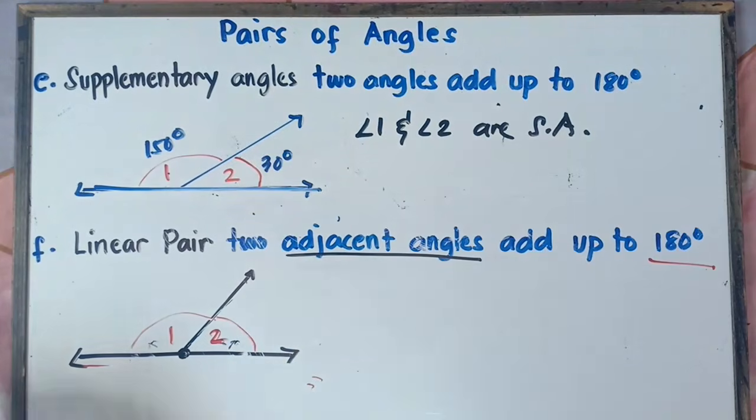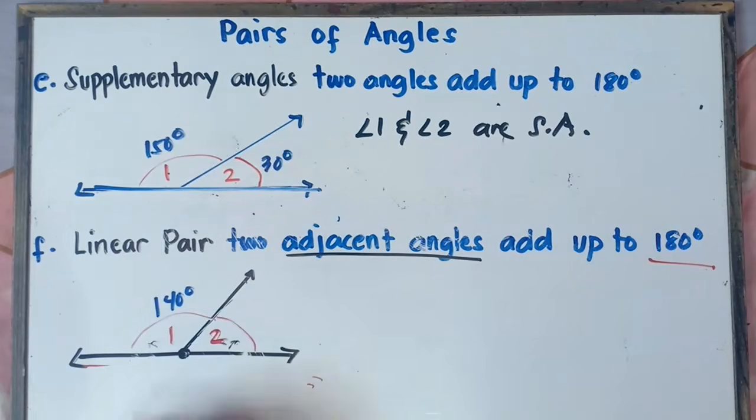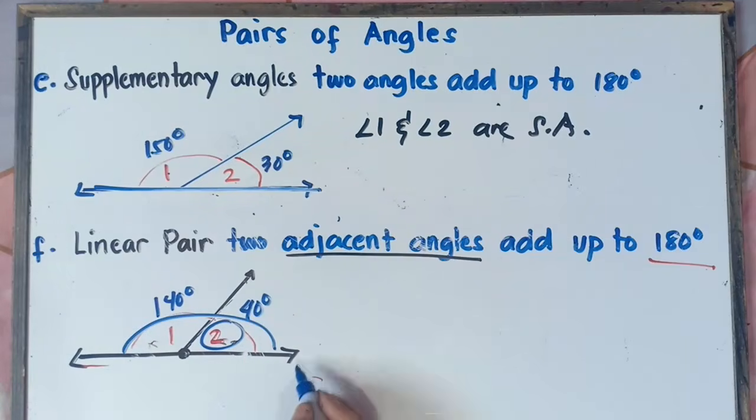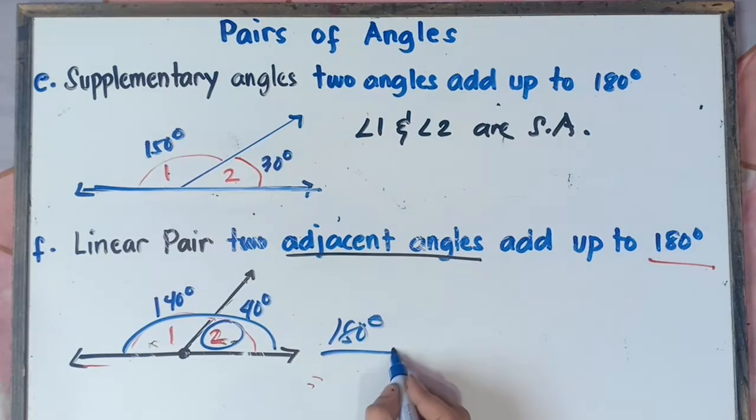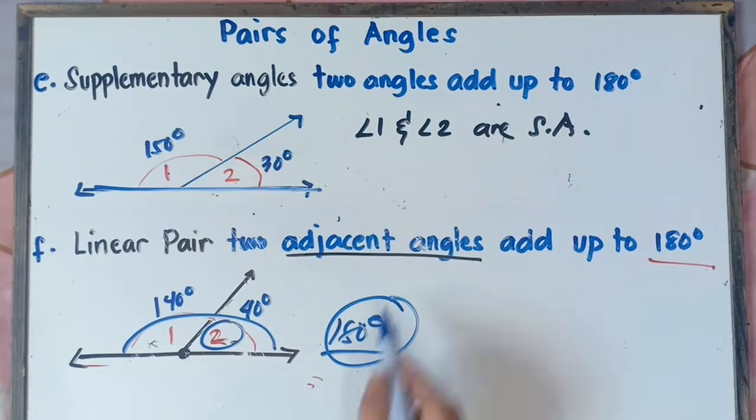Just an example, class. If this is 140 degrees, what will be the measure of angle 2? That's correct. Automatically, this will be 40 degrees because you have a straight angle. A straight angle is always 180 degrees. So therefore, 140 plus 40 will be 180 degrees.